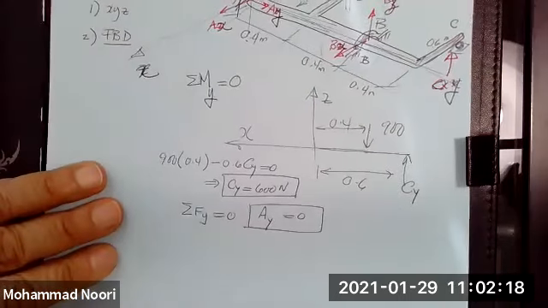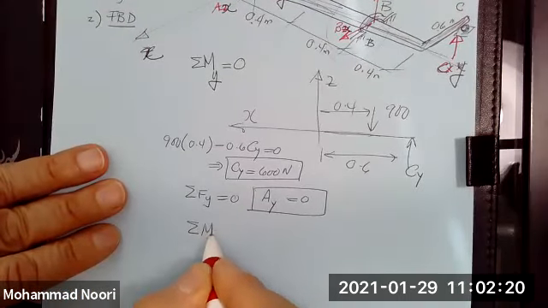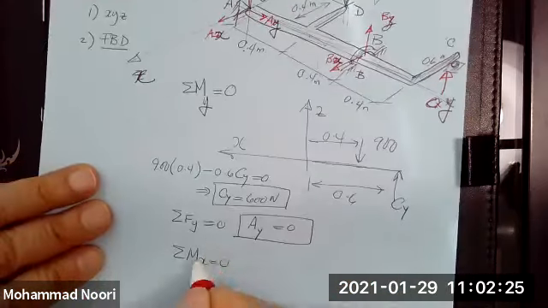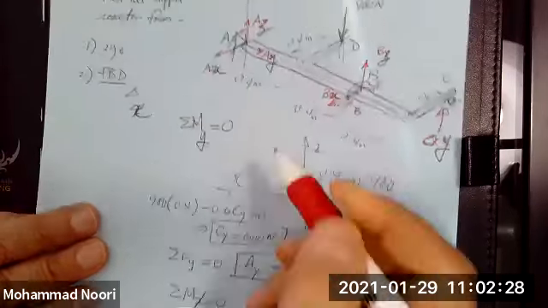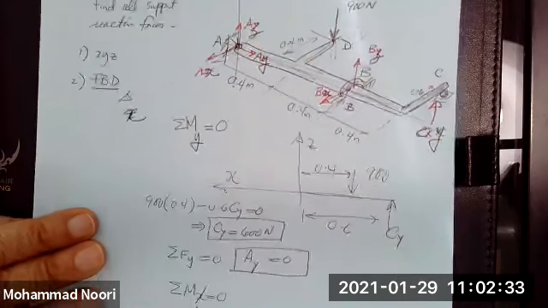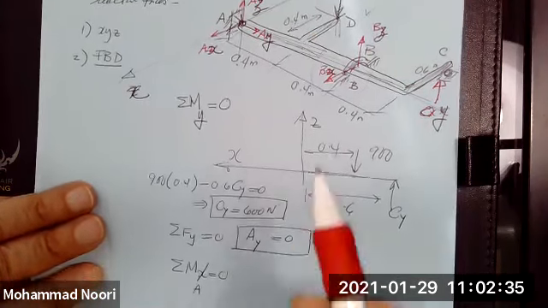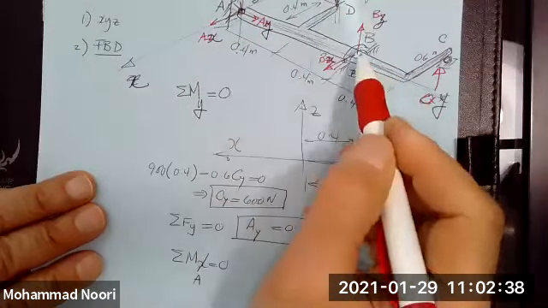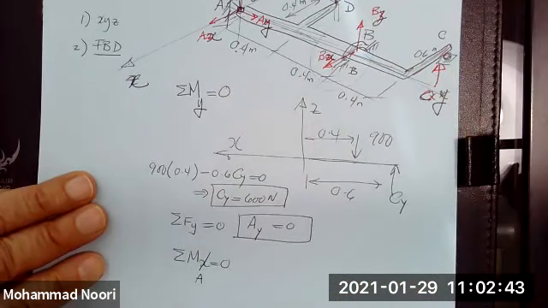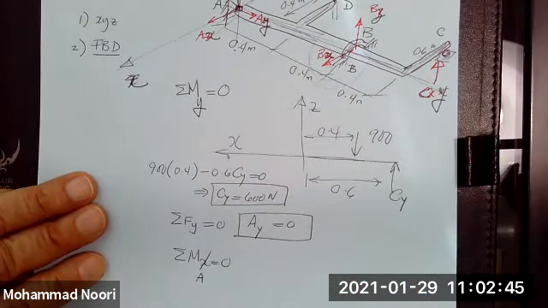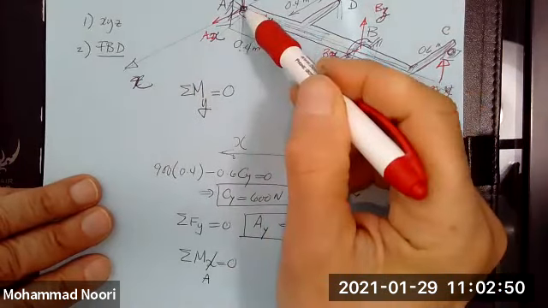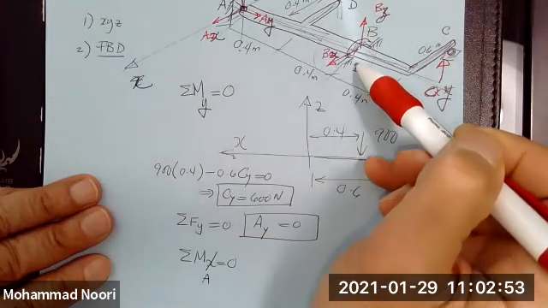Now, if I take summation of moments about X equal to 0, or about point A, doesn't matter. Summation of moments about point A is equal to 0. I have this force, and this force. But if you use a little bit of imagination, this is not really a 3D problem because you have vertical distance from this point to all of these forces.